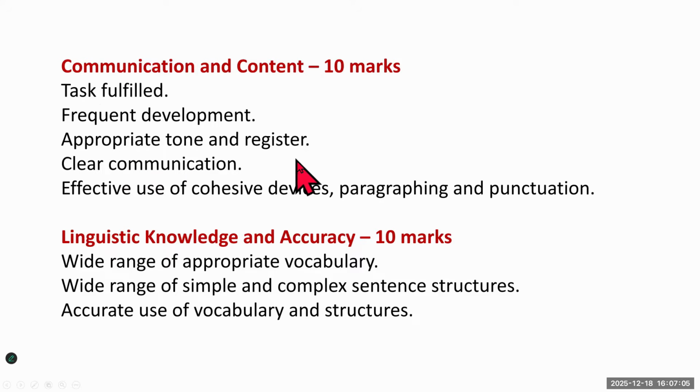Use appropriate tone and register. So this is semi-formal. Clear communication. Effective use of cohesive devices, paragraphing, and punctuation. So like I said, 3 paragraphs for the 3 bullet points, and I will show you what I mean by this a little bit later. For language, you have to use a wide range of vocabulary, a wide range of sentence structures, and also to use them accurately in order to get the 10 marks.